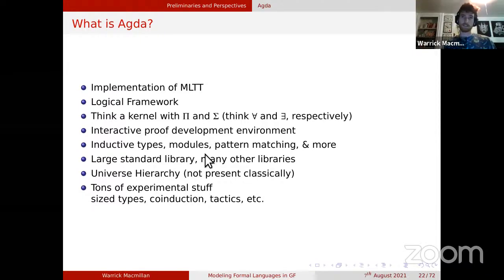Forks of Agda, like Cubical Agda or Agda Flat, etc. There's universes in Agda, and there's tons of experimental stuff. I just gave a few examples: sized types, coinduction, tactic development, etc.